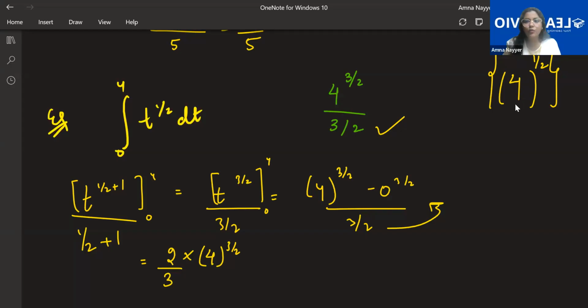Root 4 is 2. So this is nothing but 2 cubed. 4 to the power this, so 2 to the power 4 by 3, because this 2 will also be multiplied. 16 by... Got it?